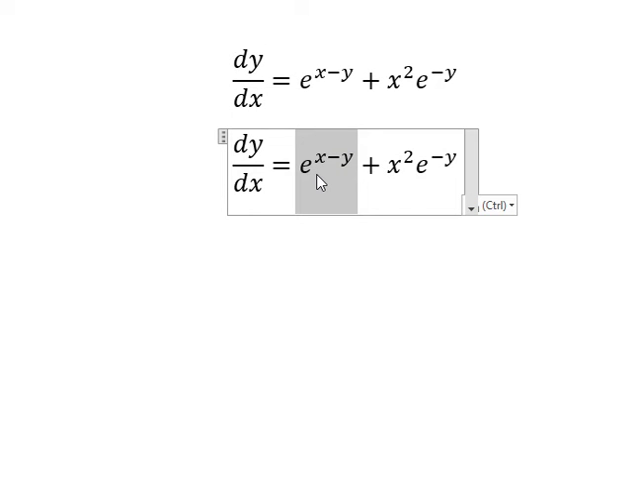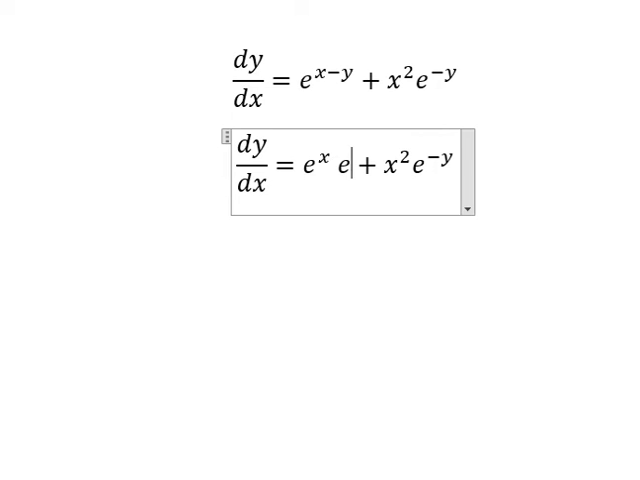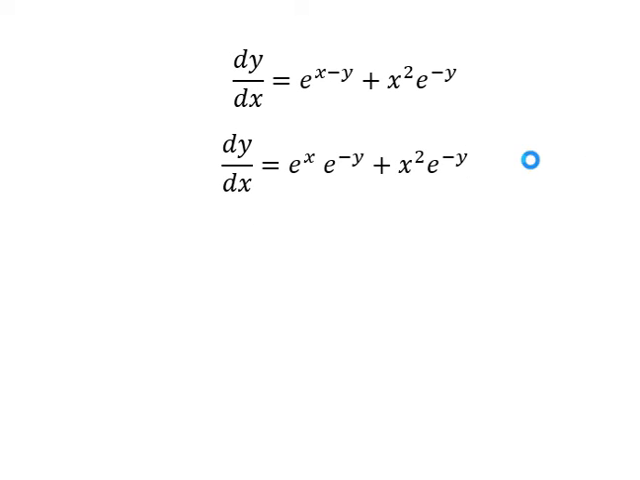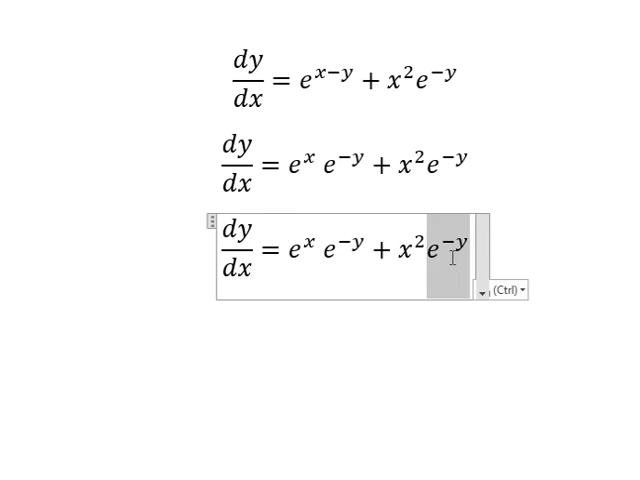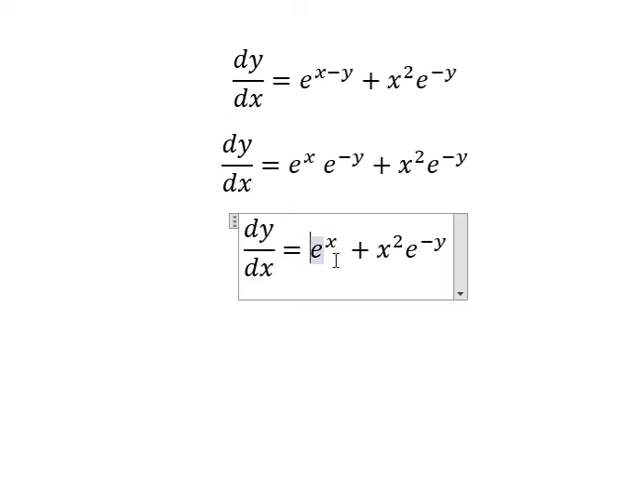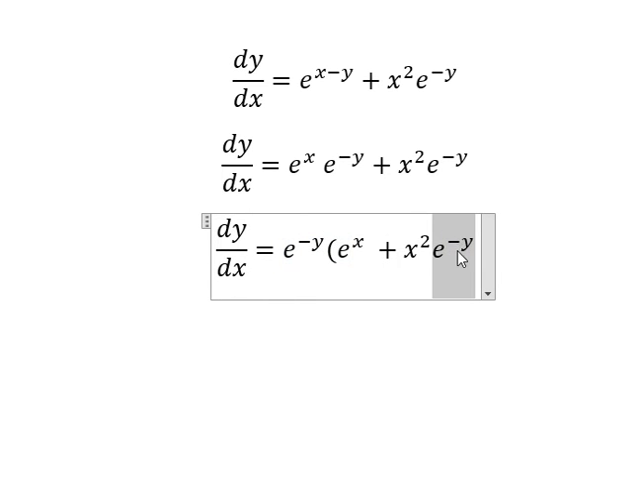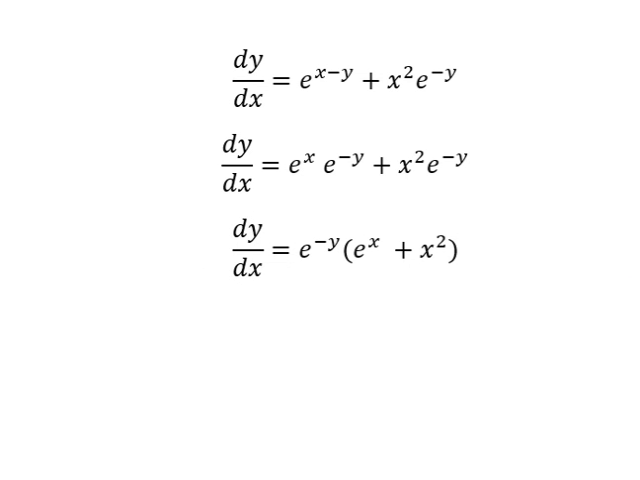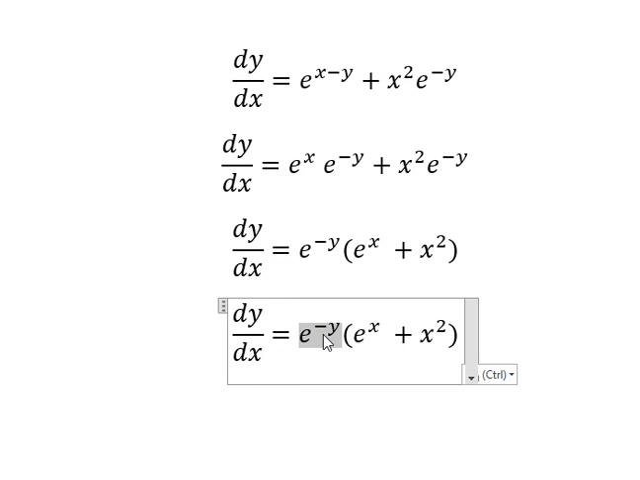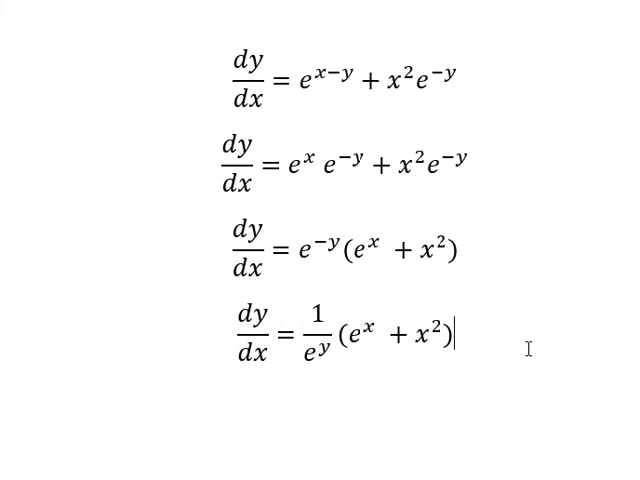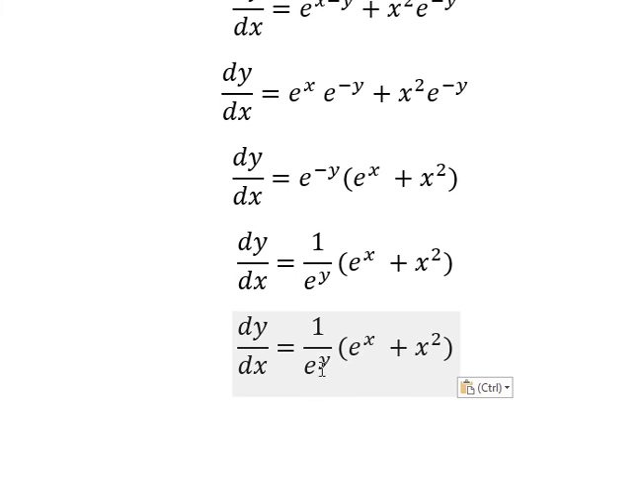This one we can write into e to the power of s, e to the power of negative y. So we can do factorization by e to the power of negative y. This one we can write into 1 over e to the power of y. So e to the power of y we put on the left, the s we put on the right.